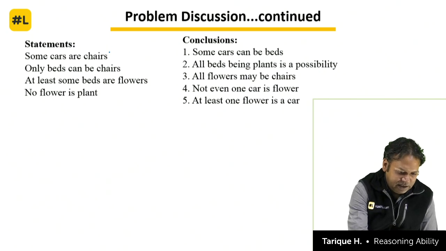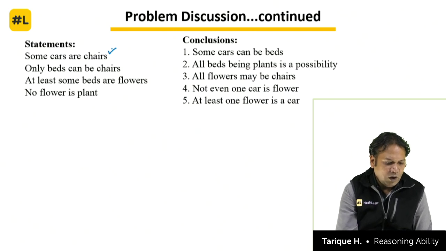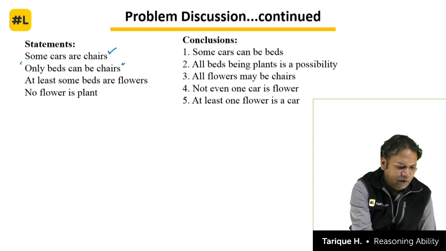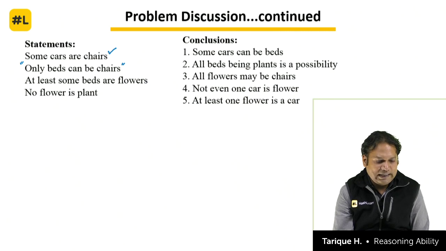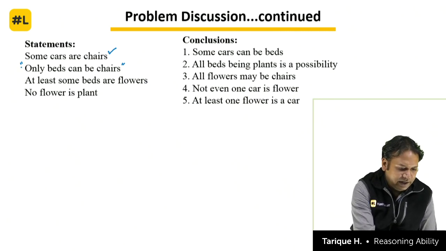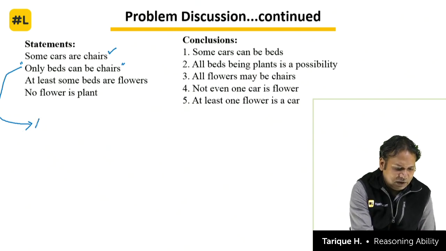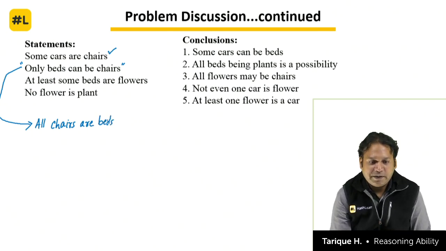Some cars are chairs is a basic statement, no variation is there, nothing to worry about this. Only beds can be chairs. Now, as I have explained to you, only y can be x is nothing but another form of saying all x's are y's. So, what will be the correct statement for this? Only beds can be chairs is actually nothing but all chairs are beds. So, this will be the correct statement.